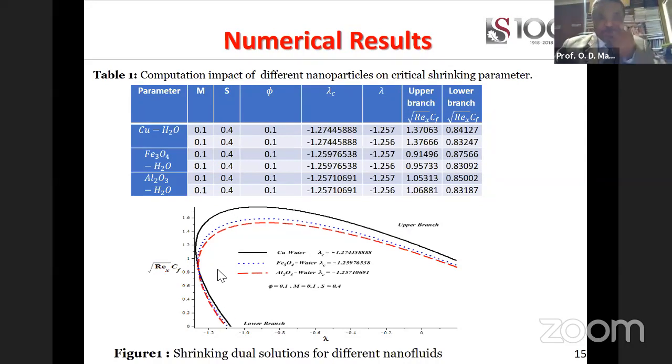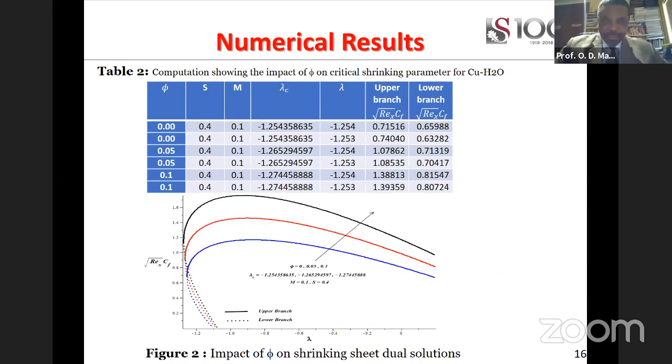And also for the dual solution, you can see here the effect of nanoparticles. Zero means no nanoparticle. When there is no nanoparticle, zero is this, the blue one. That means the critical value, when it's only ordinary base fluid, is minus 1.2254. And when there's 10% nanoparticle, it is minus 1.274. So increasing nanoparticle from 0% to 10% in your base fluid will increase the shrinking rate. The shrinking rate will be more. So that means nanoparticles enhance the heat transfer, the cooling of the surface, and the surface shrinks.